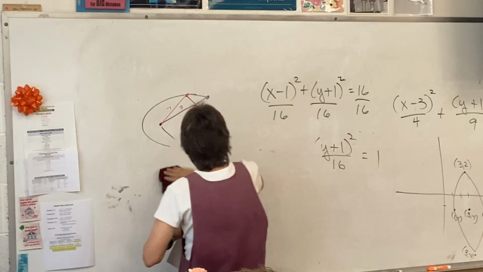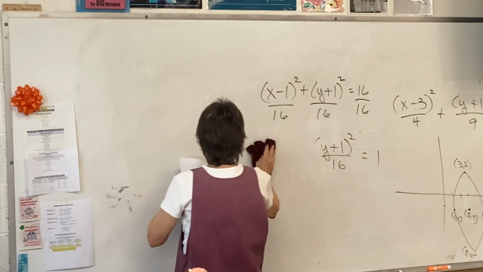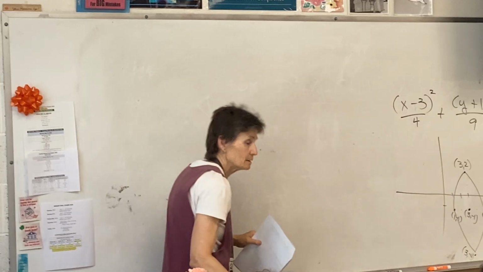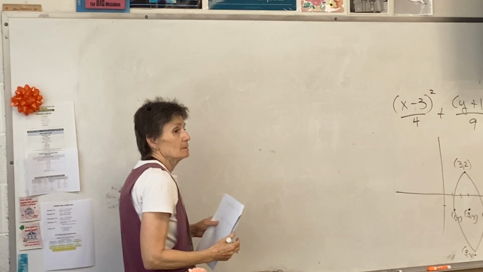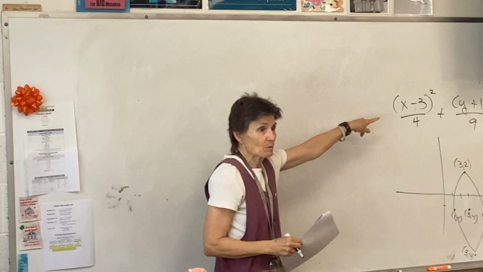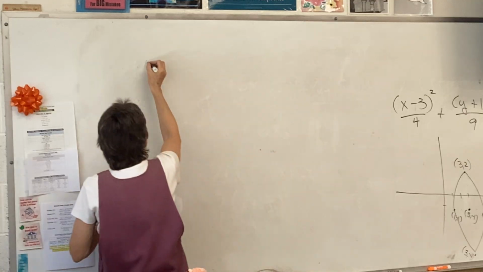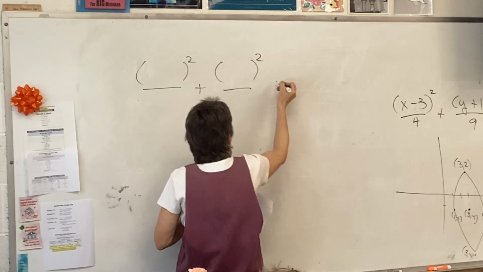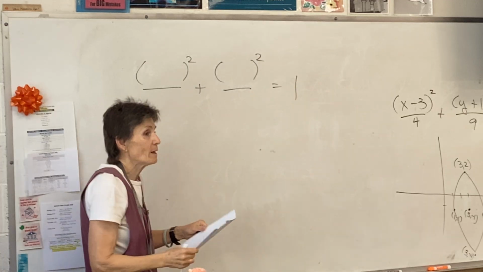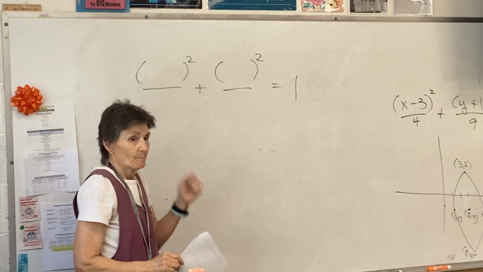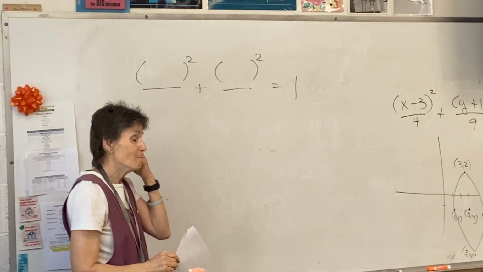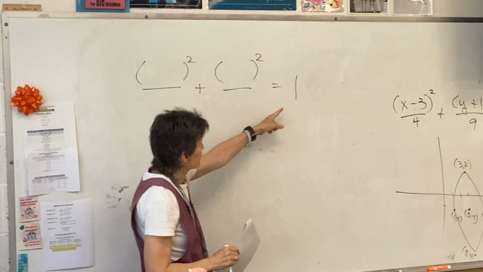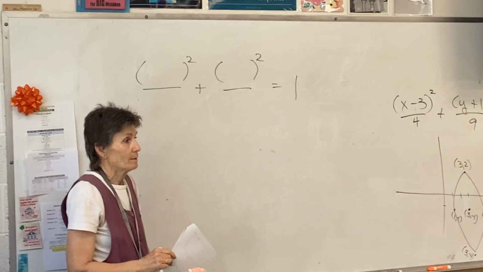All right, let's try the next one. You're going to write the equation of the ellipse. So that's what it's going to look like. We're going to have something squared plus something squared equal to 1. They're always equal to 1. If they're not equal to 1, you make them equal to 1. You divide to make that happen. But when you're setting them up, you're going to set it up to equal 1.